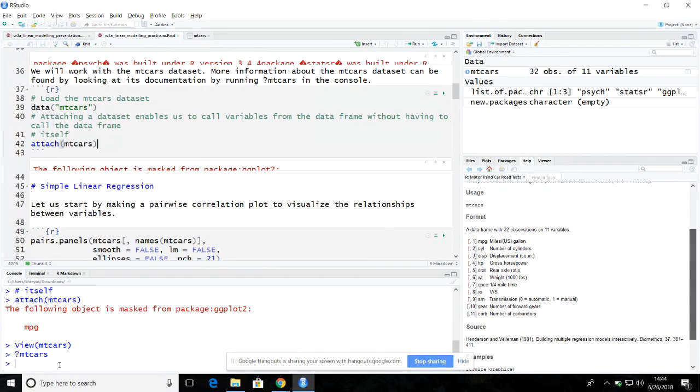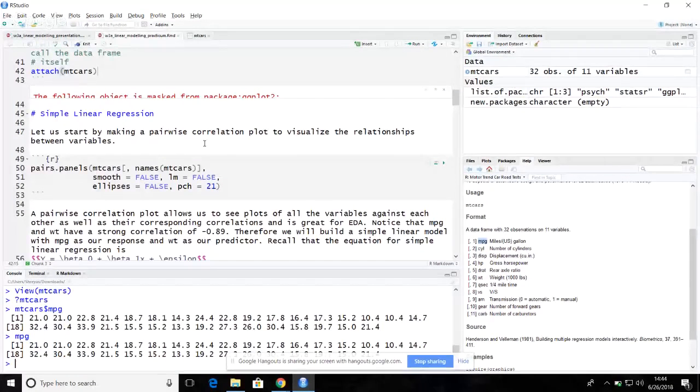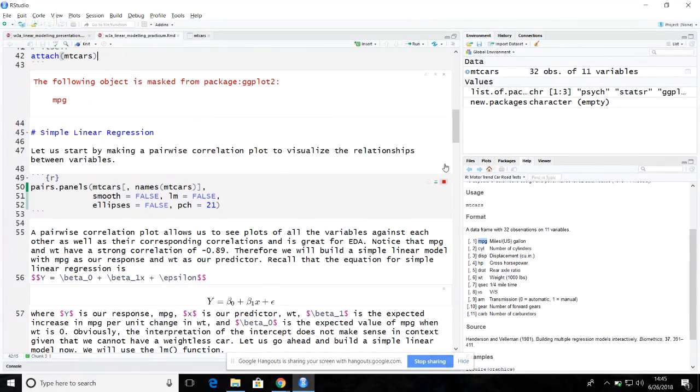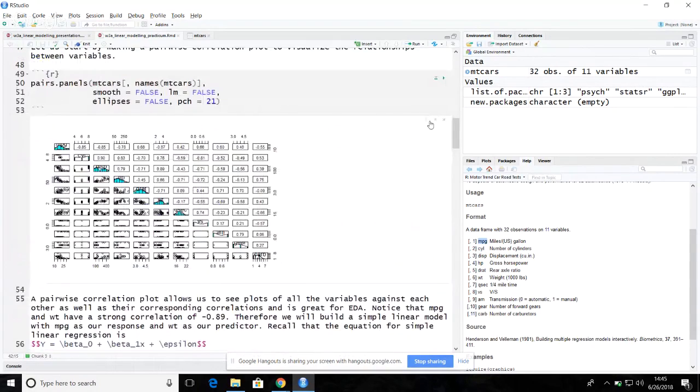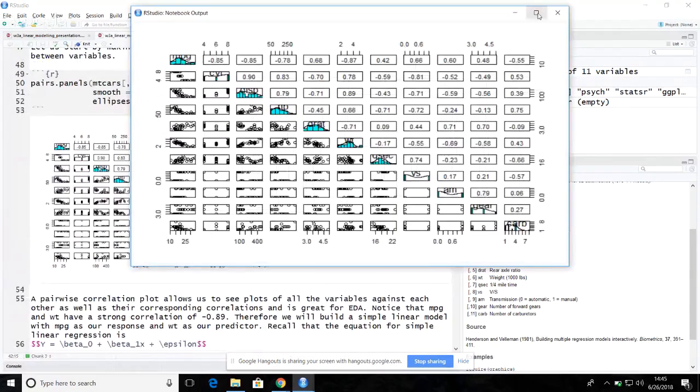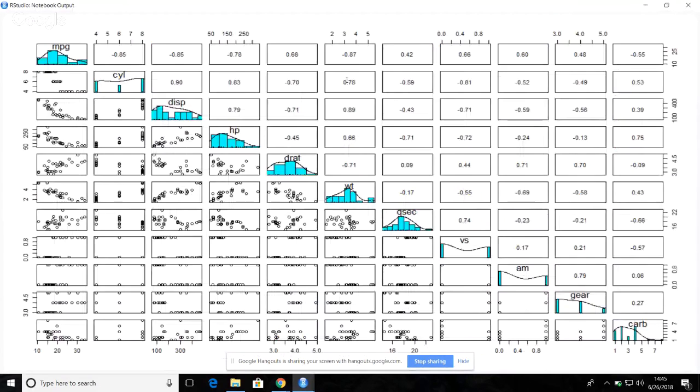So what I mean is that typically, if I want to do some exploratory data analysis, pairwise correlation plots are great for this, because you can look at the relationships of all the variables with each other, and get a lot of information in a single plot. So if we run this, and we're going to have to zoom, okay, this is what it looks like.